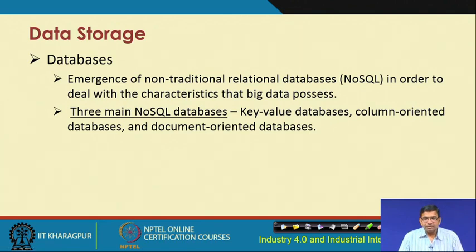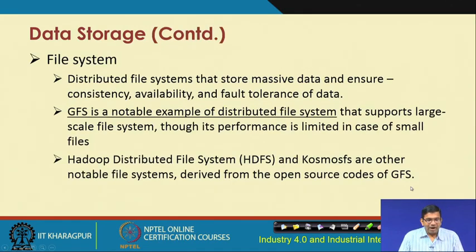Storing the data in different databases, traditional or non-traditional, such as the NoSQL databases that I mentioned earlier, is very important. NoSQL databases support key value databases, column oriented databases and document oriented databases, and the corresponding techniques for handling the data in each of these databases are of concern in data management. Data storage in files: GFS, the Google File System, is a notable example of a distributed file system storing large scale data. HDFS, the Hadoop Distributed File System, is another example. Then Cosmos FS is another. These are different examples of file systems used for data storage.